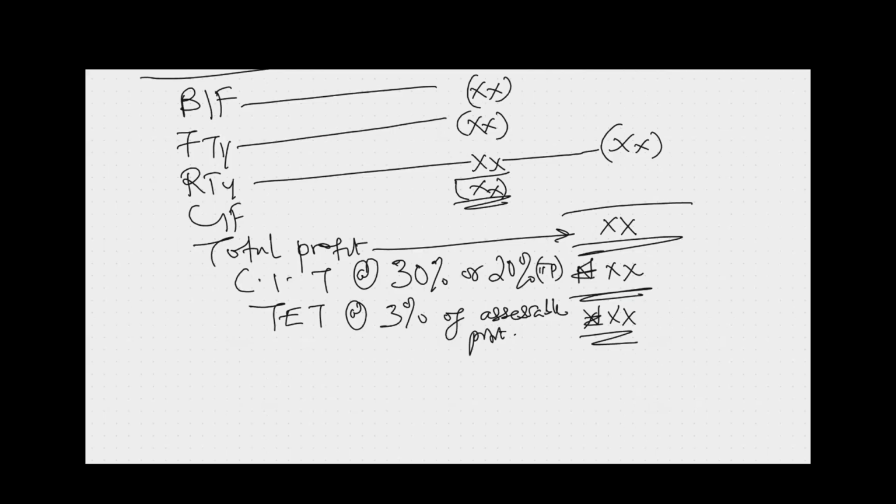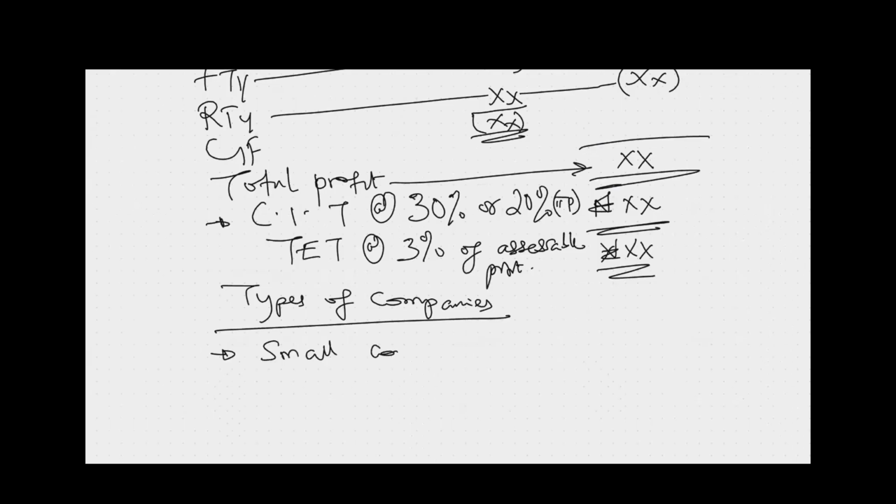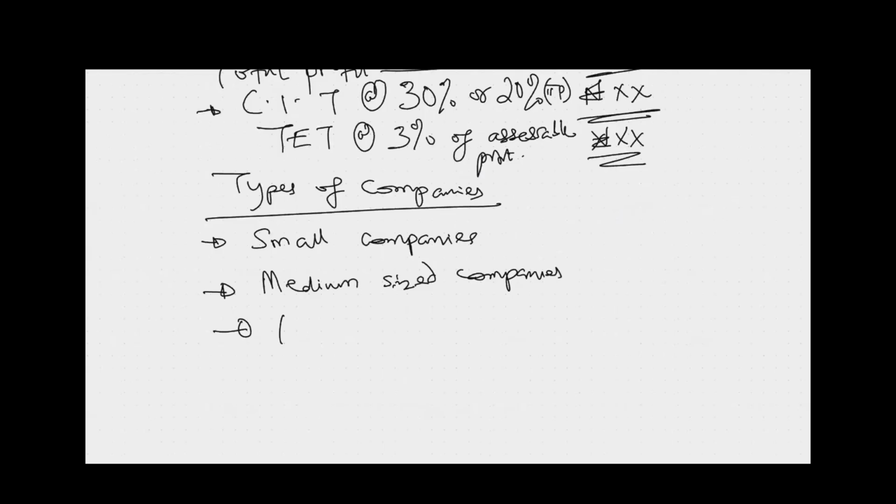Now, I want to take it. You can see that when I wanted to compute my tax, I put it at 30% or 20%. There is a reason for that. So we have types of companies. We have small companies, medium-sized company, and large company. So let's take them one after the other.